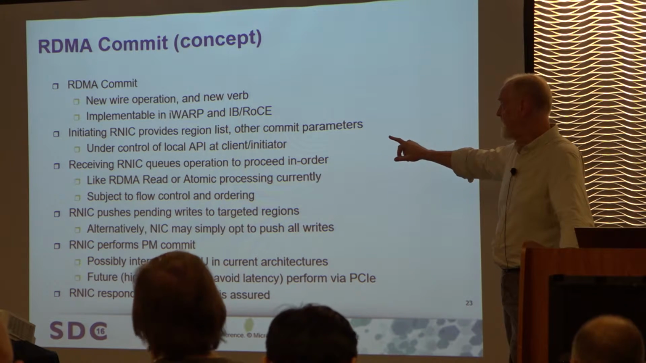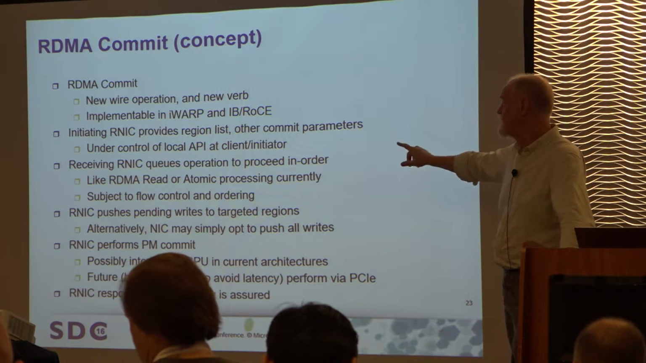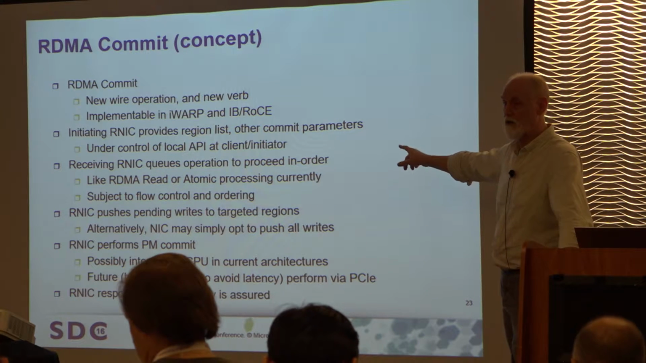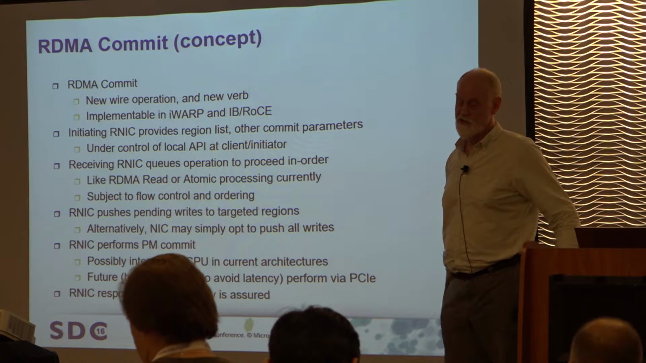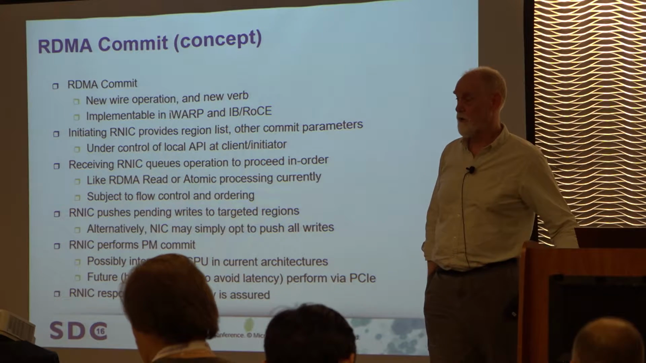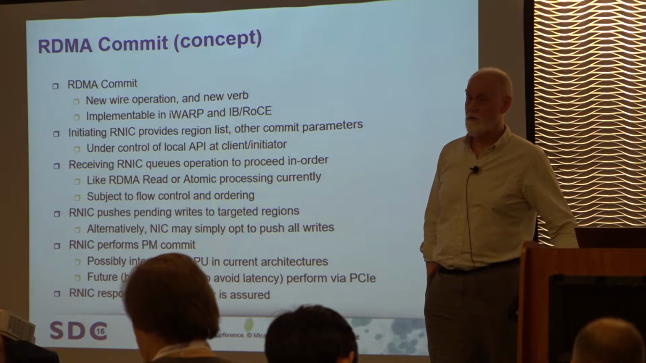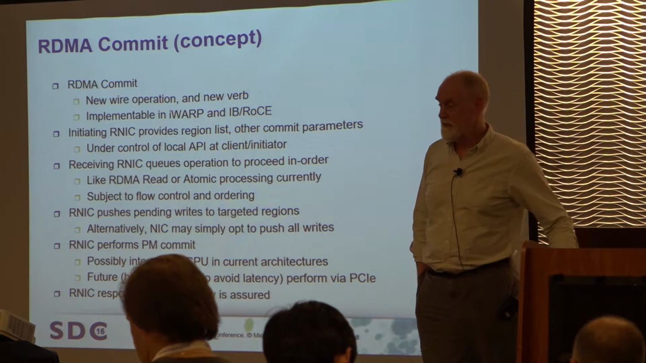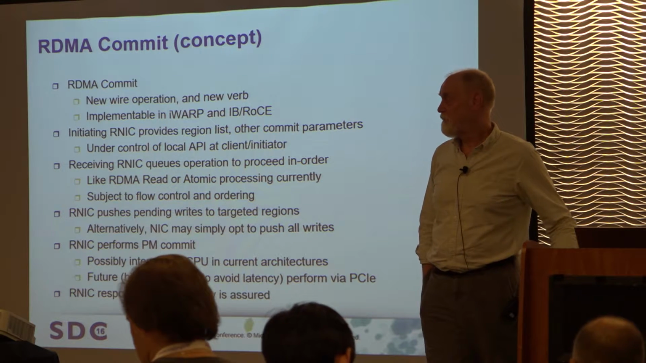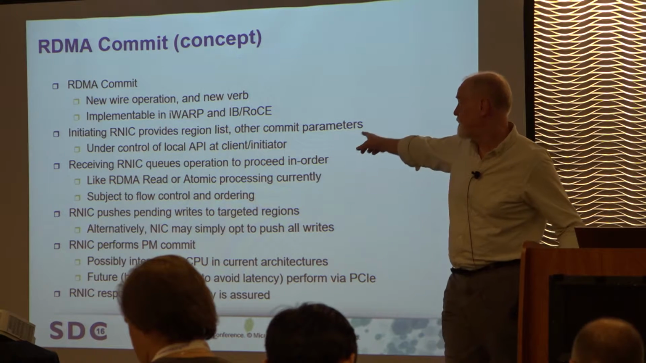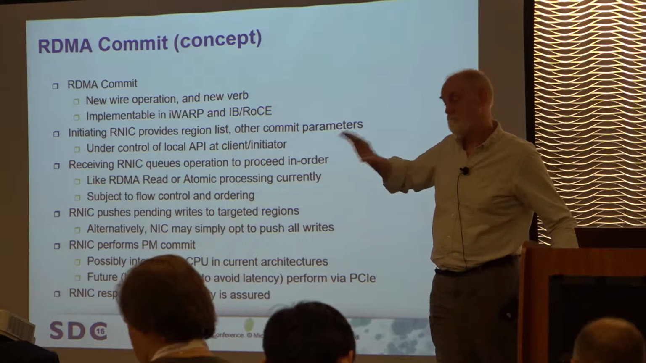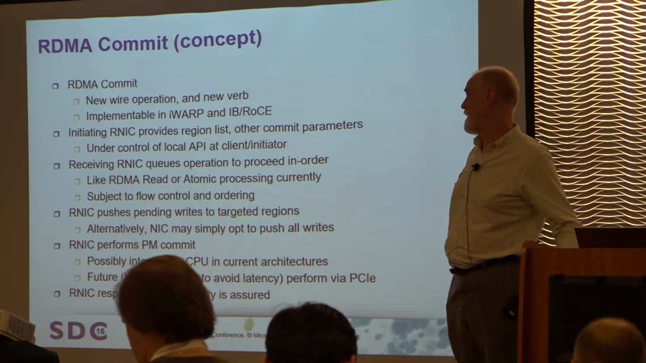I believe that the initiator provides a region list and other commit parameters under control of a local API at the client. I'll point to the SNIA NVM technical working group, the non-volatile memory technical working group, as leading the way in that type of API. We have this thing called optimized flush. An optimized flush has a bunch of parameters that I think should map directly here. But I'm open to discussion on that.